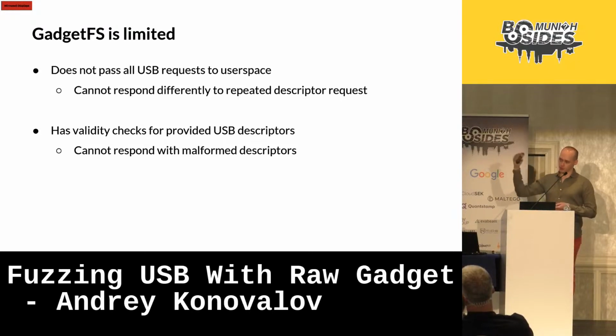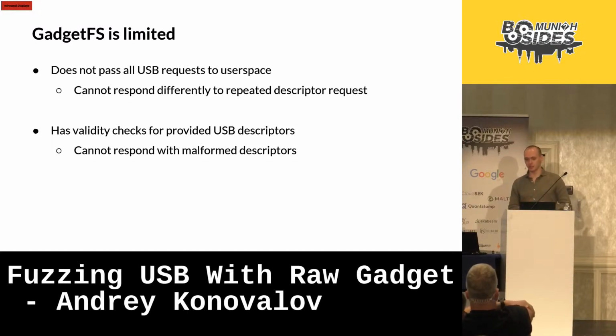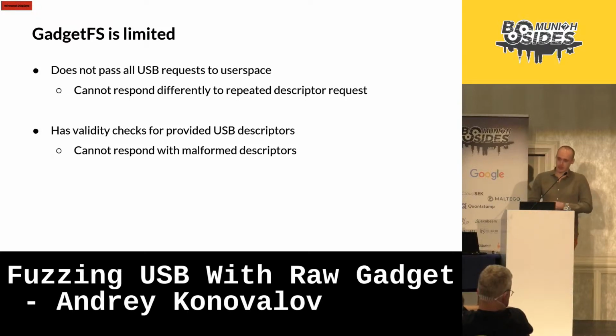GadgetFS does not pass all USB requests to user space. It responds to some of them on its own. And that means that if the same USB descriptor is requested twice, we cannot provide different responses. And providing different responses would be very useful for fuzzing because this would be likely to trigger bugs in the host. And another problem, which is actually a bigger problem, is that GadgetFS has validity checks for the USB descriptors that we provide to it. And that means we cannot send malformed descriptors to the host. We have to send the correct ones. And we want to send malformed descriptors because we want to trigger bugs.